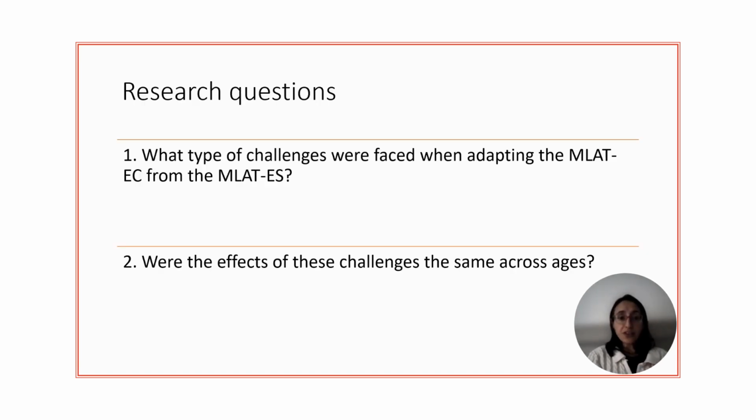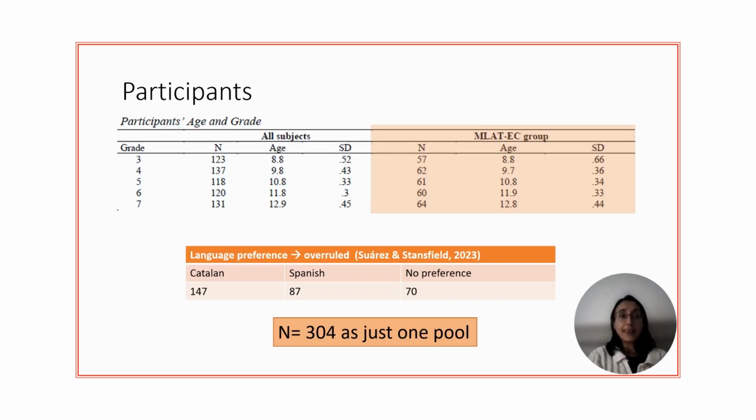The research questions of this paper are: what type of challenges were faced when adapting the MLAT-EC from the MLAT-ES? And also, question number 2, were the effects of these challenges the same across ages? This study stems from a larger study with 629 participants who took both the MLAT-ES and the MLAT-EC in a counterbalanced order. For this study, we will be focusing on those who took the MLAT-EC in the first place and whose performance, therefore, was used for validating the test in Catalan.